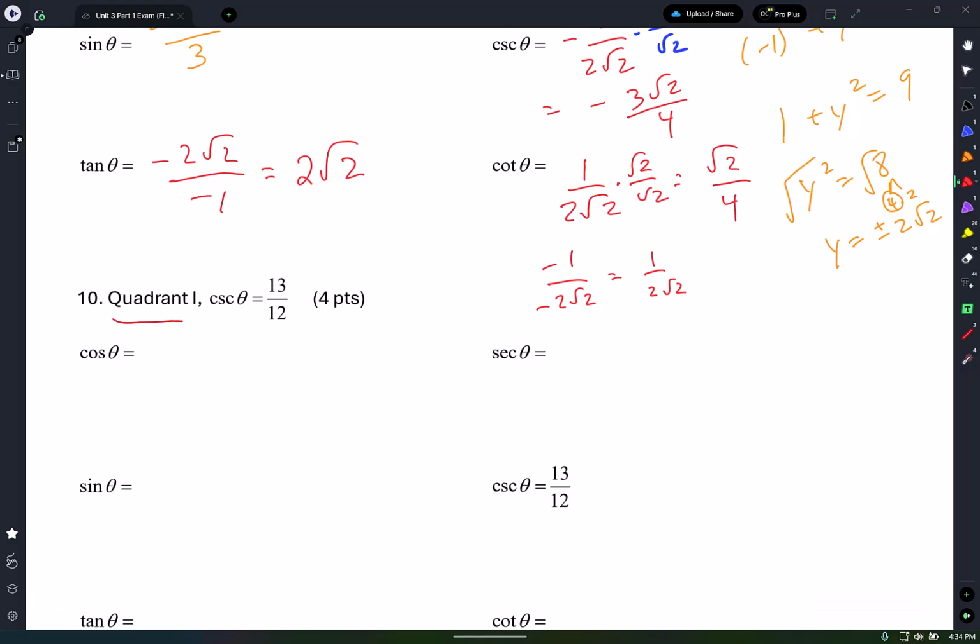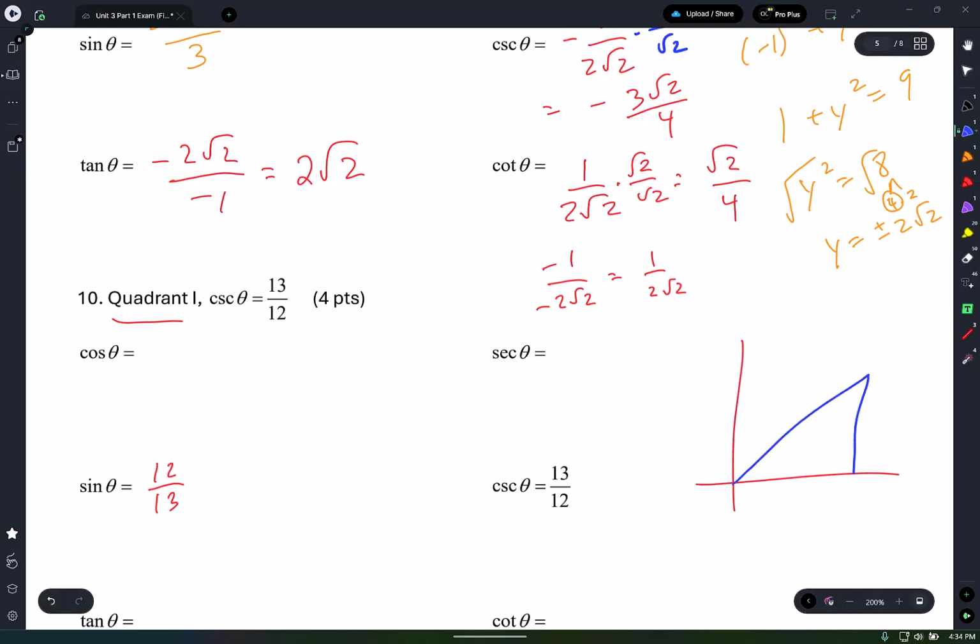This is quadrant 1. See how it says cosecant is 12 over 13? So that means sine is... Did I say cosecant is 12 over 13? Cosecant is 13 over 12. So that means sine is 12 over 13. So I'm going to show quadrant 1. Here's my theta. Opposite, 12, hypotenuse 13.